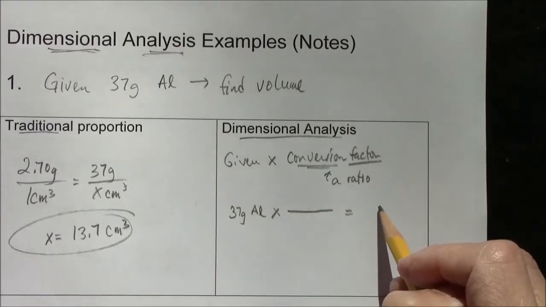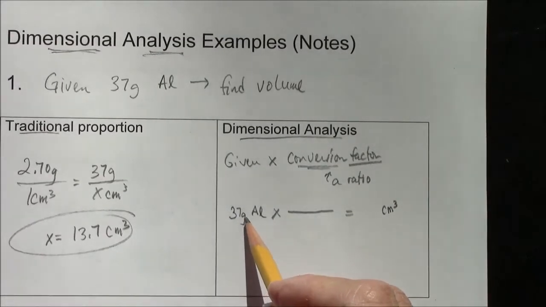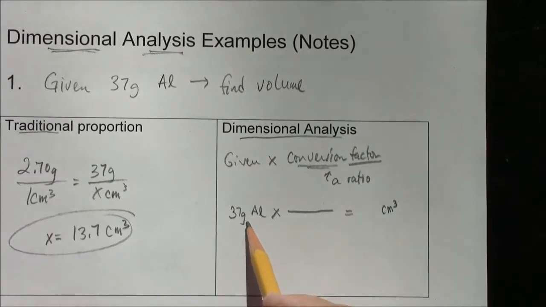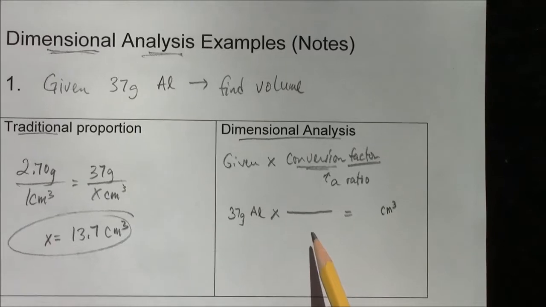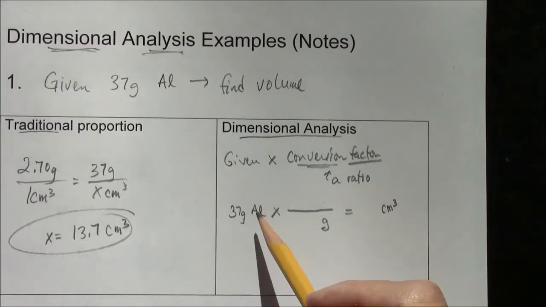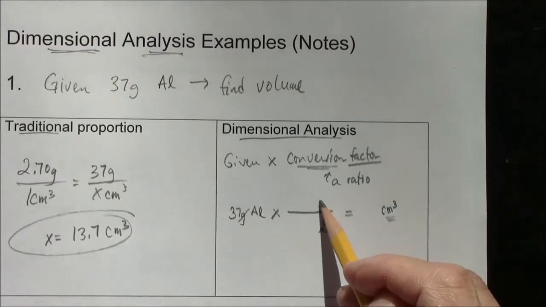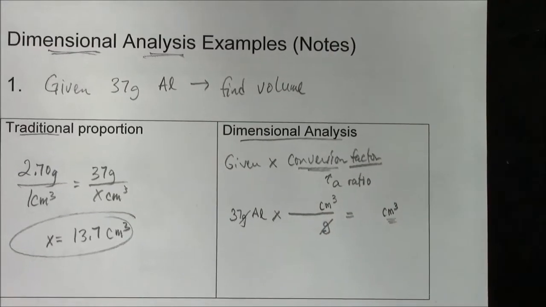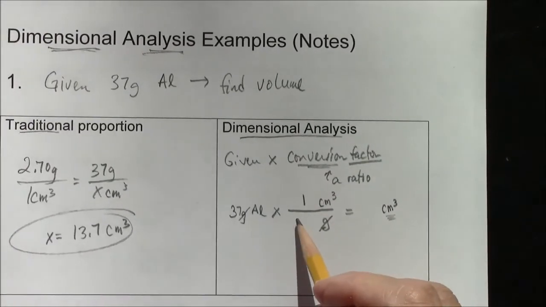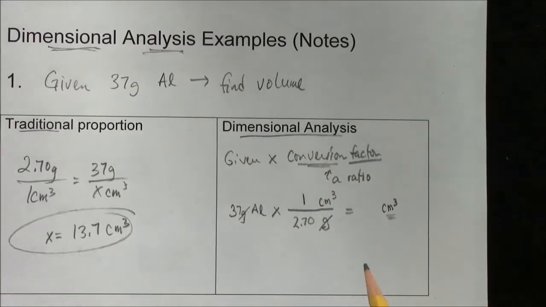Dimensional analysis says think about what you want the answer to be, in this case cubic centimeters. Think about what you started with and then set up your conversion factor appropriately. I want these grams to die. So I'll put grams on the bottom of my conversion factor so that grams will cancel grams. I want cubic centimeters in my answer. That has to be on the top. This will be the density. I just have to tell the truth: 1 cubic centimeter, 2.70 grams. This is dimensional analysis.